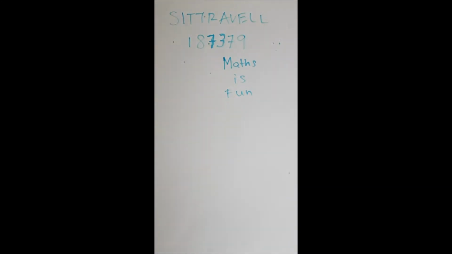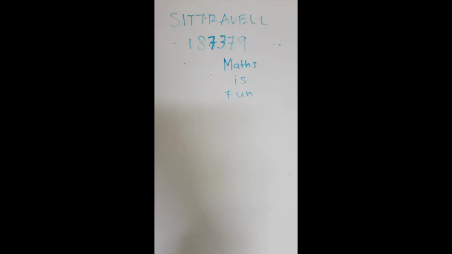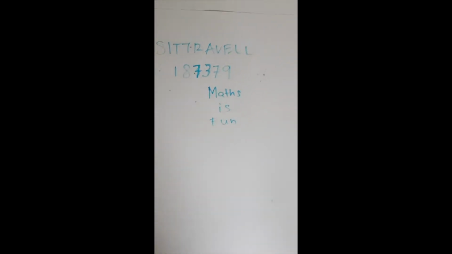So for task 2, problem 1, let's have a look at the question. It is stated that let a and b be two positive numbers. Suppose that a plus b equals 9. Find a and b such that a b squared is maximum. So two things you've got to take note of right here. So let's go to the solution.